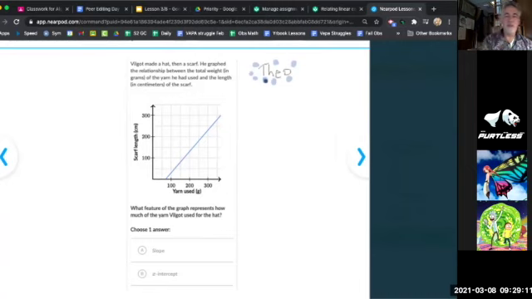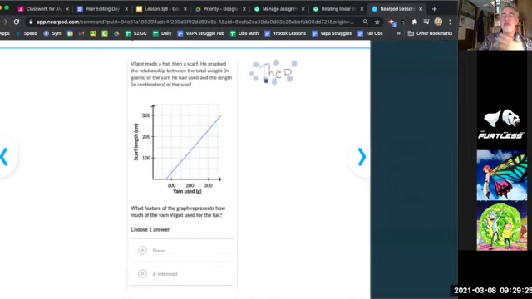It's kind of logical. But what feature on the graph represents how much of the yarn will get used for the hat? Not for the scarf, but for the hat. Because he has made a hat and then a scarf, what point do we start at and where would that be? So everybody go ahead and not only show the point on the graph, but write a little explanation.